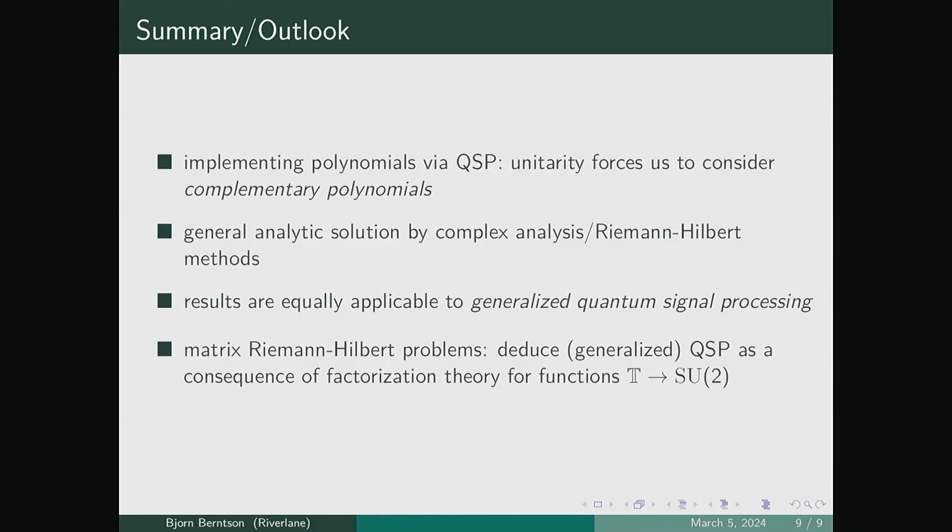And maybe as a final comment, the Riemann-Hilbert problem we looked at is a scalar Riemann-Hilbert problem. There are also matrix Riemann-Hilbert problems, and it's possible that these kinds of ideas are applicable more generally in this domain. To give an example, you can deduce generalized QSP as a theorem by looking at known factorization theory for functions from T to SU2. So generalized QSP can be viewed as a corollary of some kind of old complex analysis theorems. So I'll finish there. Thanks for your attention.